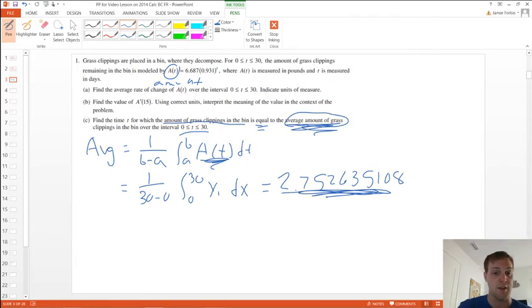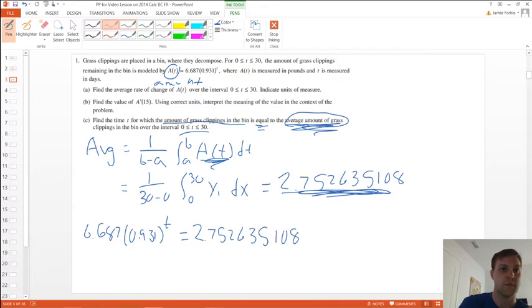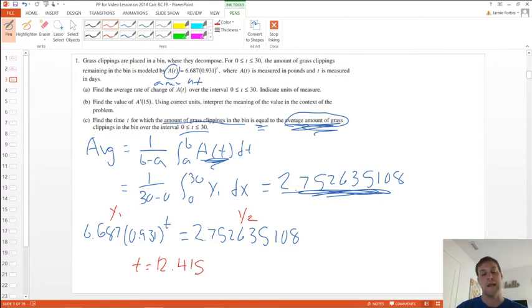So all I did, again in my calculator, is I took my A of t equation, 6.687 times 0.0931 to the t, and I set it equal to 2.7526351108. This was in y1. I typed this into y2. I found the intersection in the calculator, and the intersection I got was at time equals 12.415. So at time equals 12.415, the amount in the bin is equivalent to the average amount. Okay, so it's not too terrible.